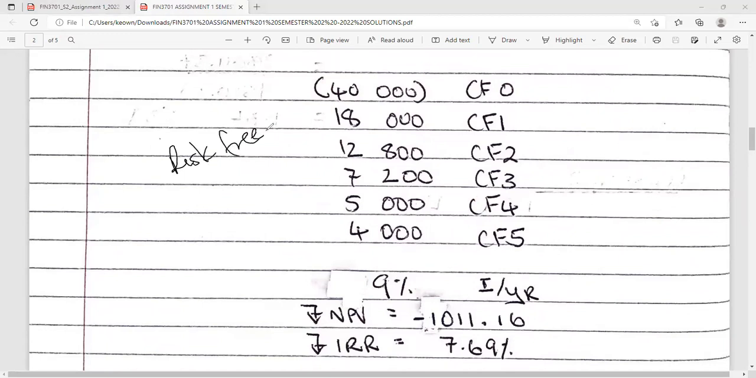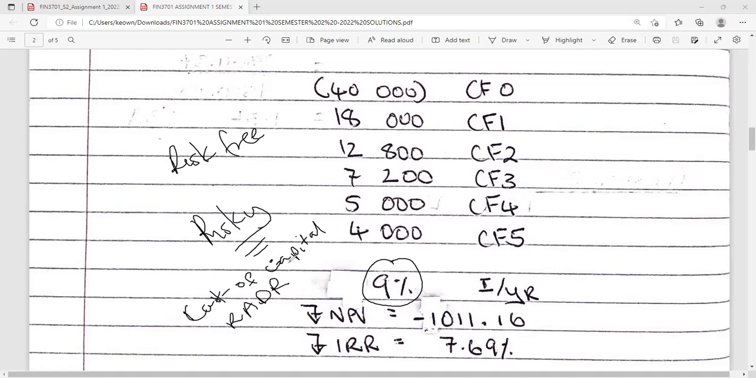Risk-free cash flows are discounted using the risk-free rate. And then risky cash flows, with risk associated, are discounted using the cost of capital or the risk-adjusted discount rate, which we are going to deal with in the next NPV calculation.